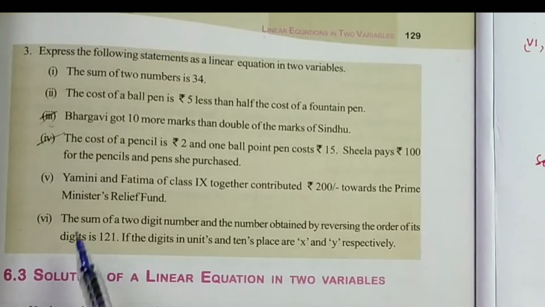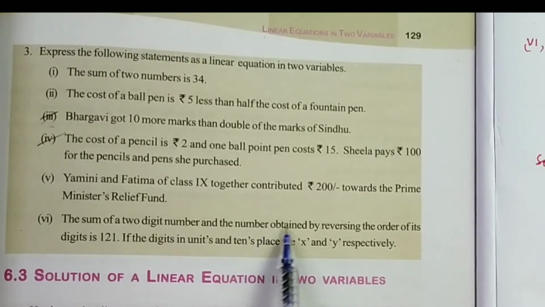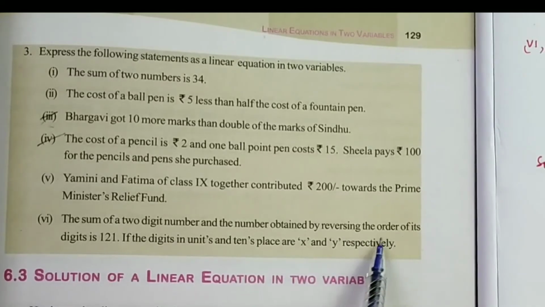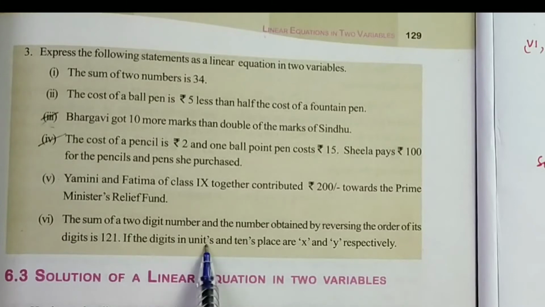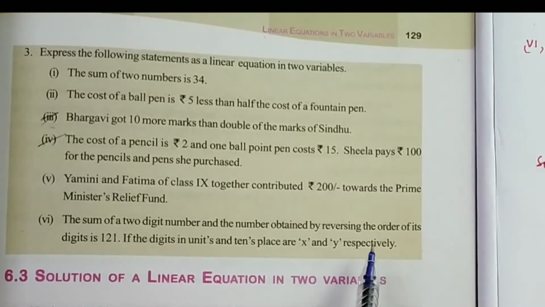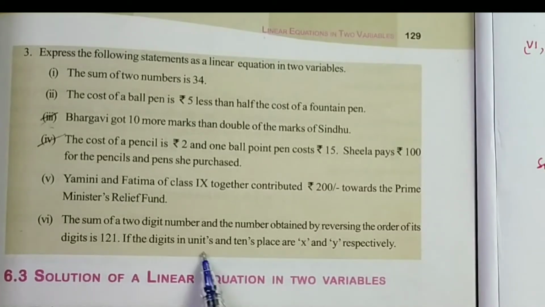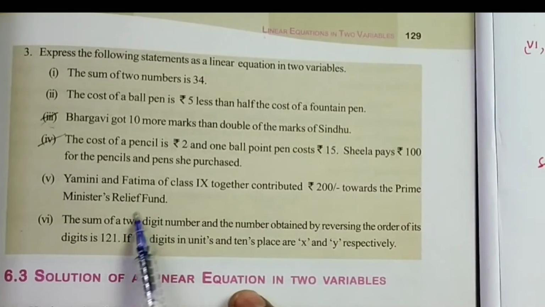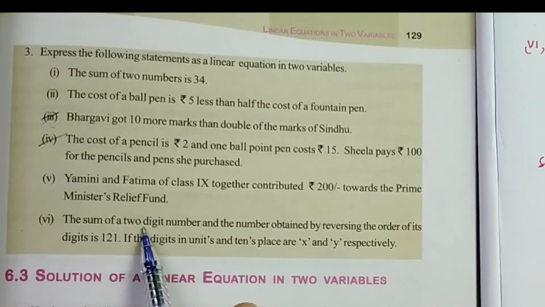The last question: the sum of a two-digit number and the number obtained by reversing the order of its digits is 121. If the digits in units place and tens place are x and y respectively, so this is a different problem and an important problem. See here, the number is a two-digit number. We have to find the two-digit number.